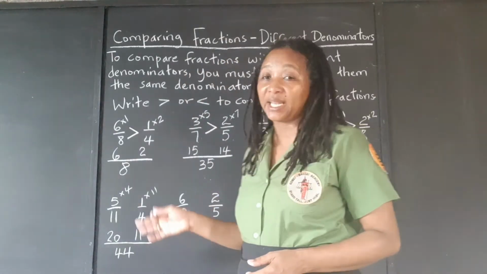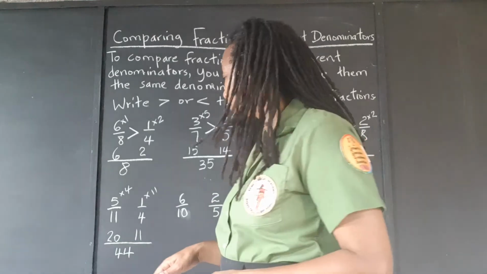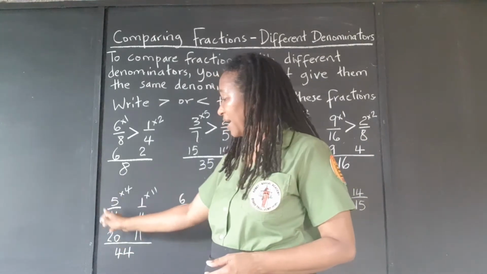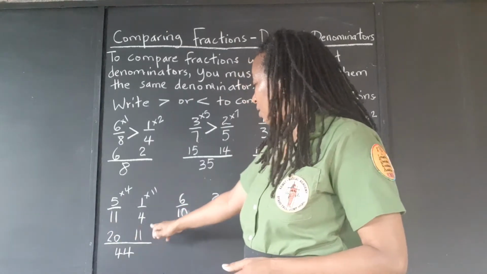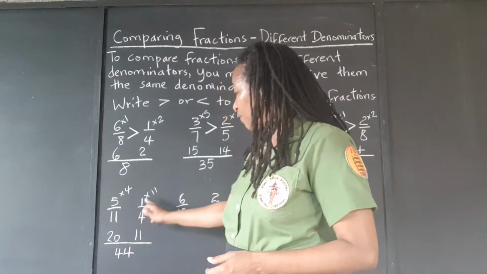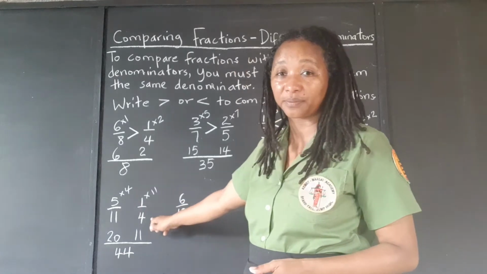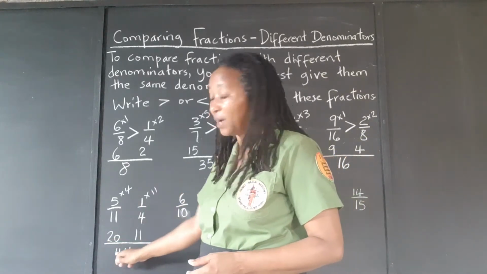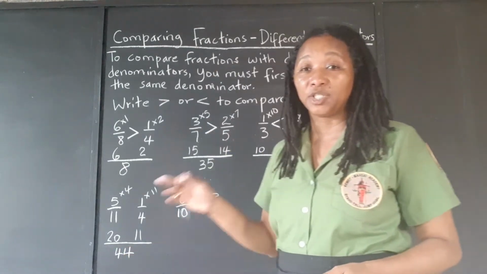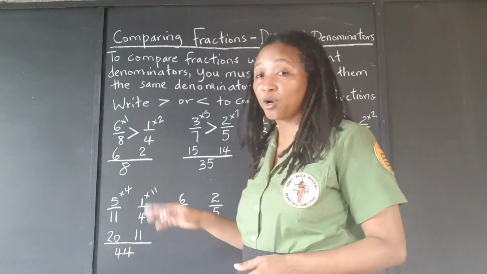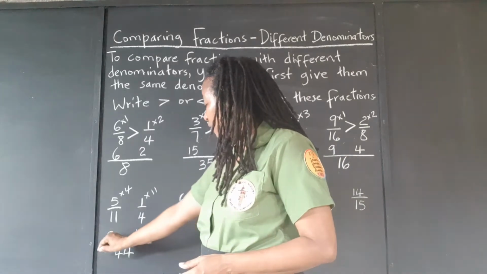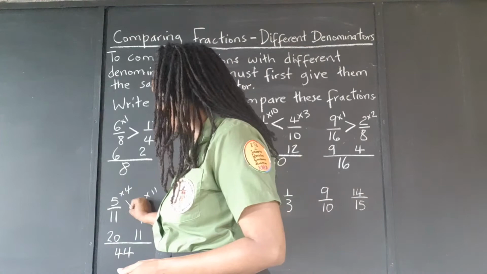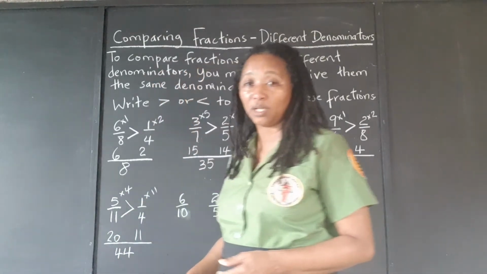So we have created equivalent fractions. 20 over 44 is an equivalent fraction for 5/11. 11 over 44 is an equivalent fraction for a quarter. So now that these two equivalent fractions have the same denominator, we can compare. 20 is greater than 11. So 5/11 is greater than a quarter.